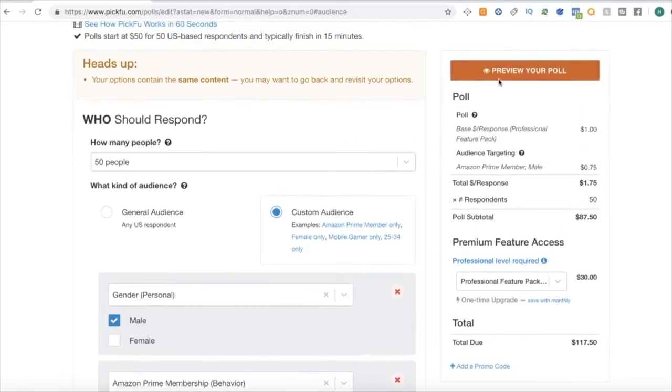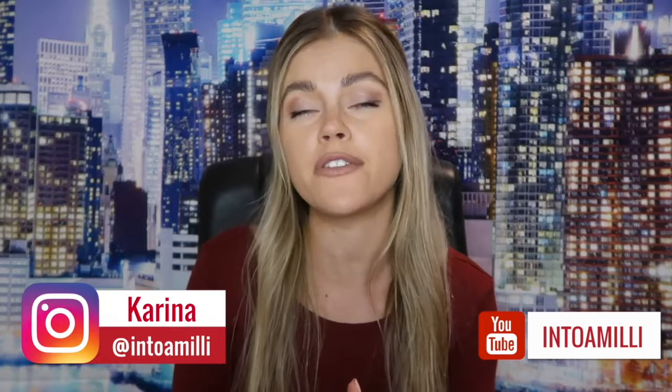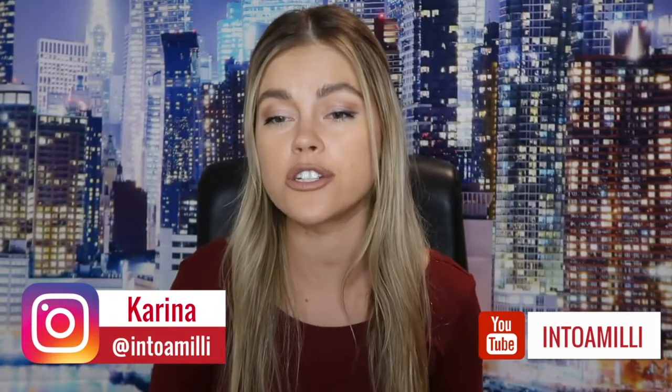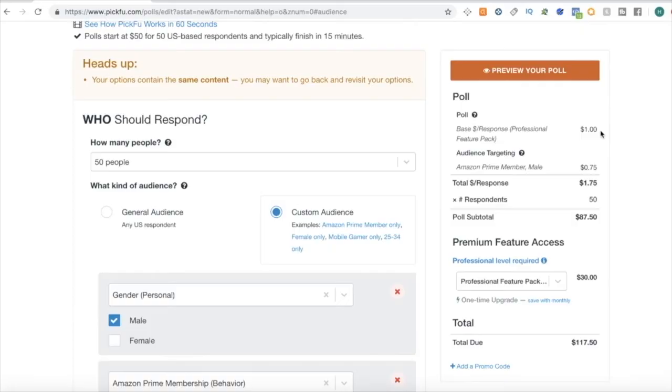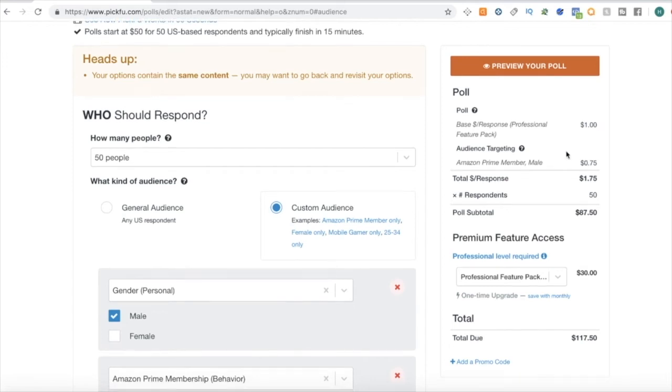So the normal poll is $1 per person. If you want 50 people, that will be $50. If you want 100 different people to answer, that's going to be $100. Plus, if you're an Amazon Prime member and a male, it adds a couple cents more.